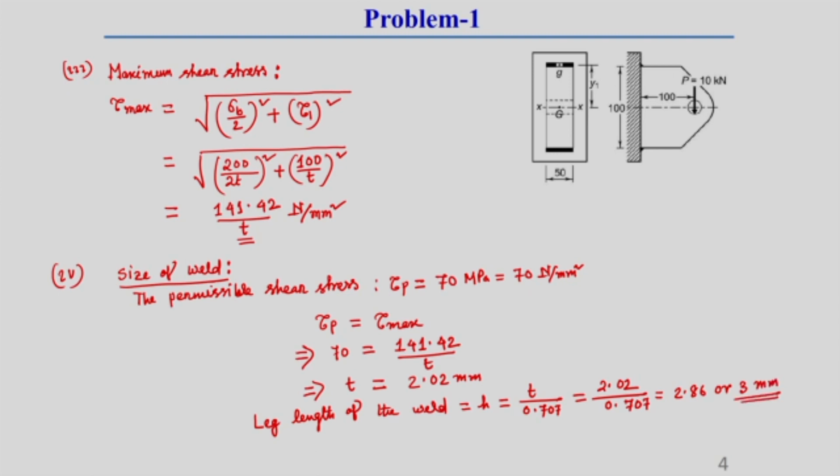Because if we consider a little bit higher leg length, then our structure will be more safe. That is why we should not consider less than 2.86; we can consider a little bit higher side. That is why we consider the next full digit here. So, these are the different steps we should follow to design a welded joint subjected to bending moment.